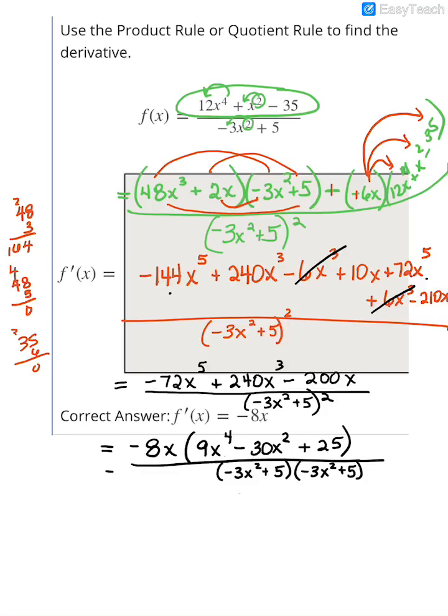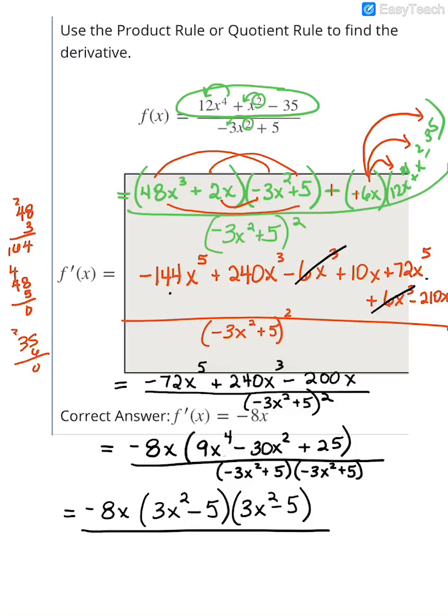All right, so now on top, that is a perfect square trinomial that will factor. So we've got the negative 8x, and if we factor that perfect square trinomial, we're going to have a 3x squared minus 5 times itself, 3x squared minus 5. And again, notice on the bottom, I've got those two, but I'm going to rewrite them. I'm going to take a factor of negative 1 out of each of them. So when I do that, that makes this a positive 3x squared minus 5. And then when I take a negative 1 factor out of that other one, I also get another positive 3x squared minus 5. So now you can see a 3x squared minus 5 on top cancels a 3x squared minus 5 on bottom. Another 3x squared minus 5 on top cancels 3x squared minus 5 on bottom.